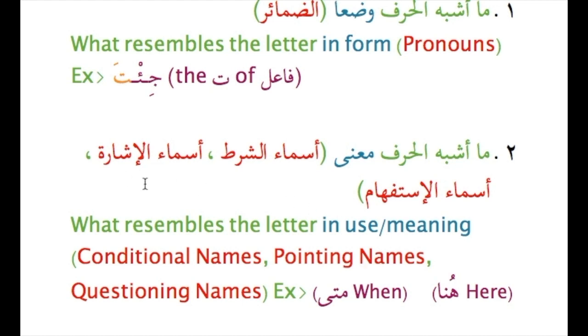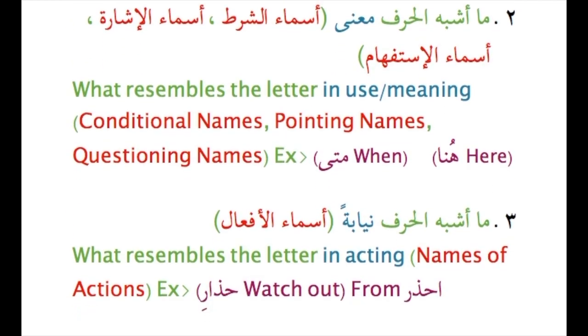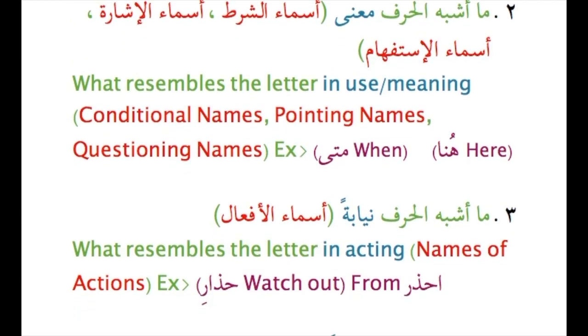And اسم الإشارة, we dealt with this when we dealt with هذا and هذه. Here we have هنا, which means here. Third one is ما أشبه الحرف نيابة, what resembles the letter in acting. This one is أسماء الأفعال, names of actions. And we have one example here called حذاري, means watch out. And it comes from the verb or action احذر.